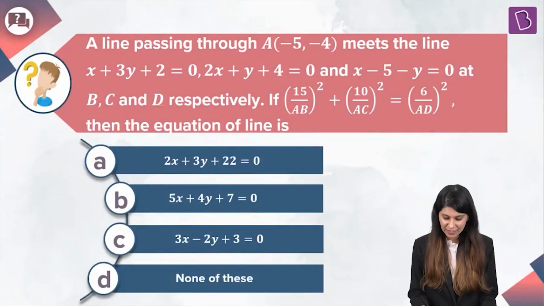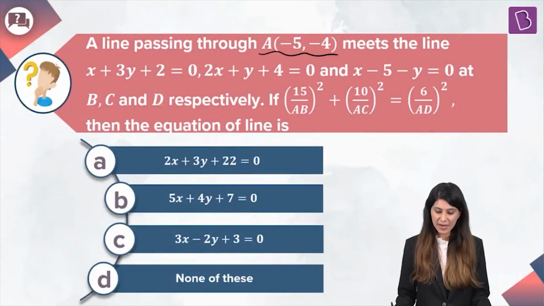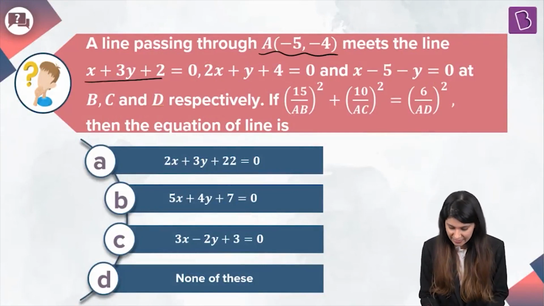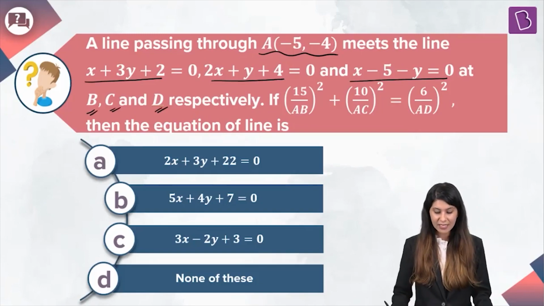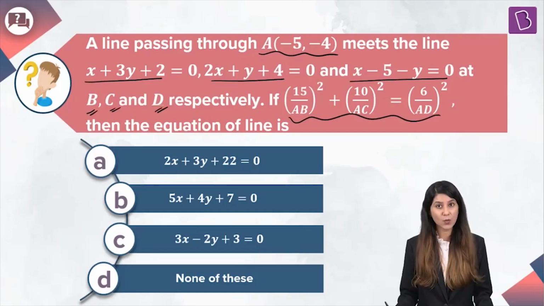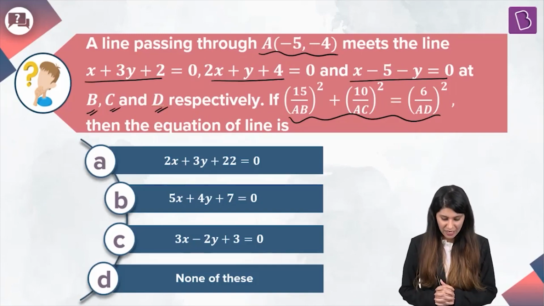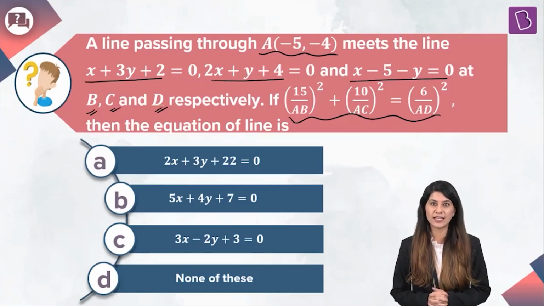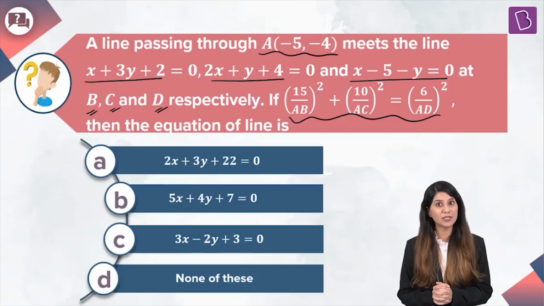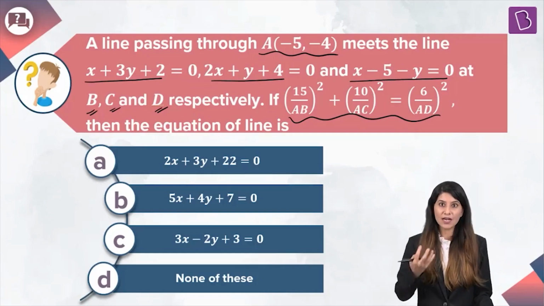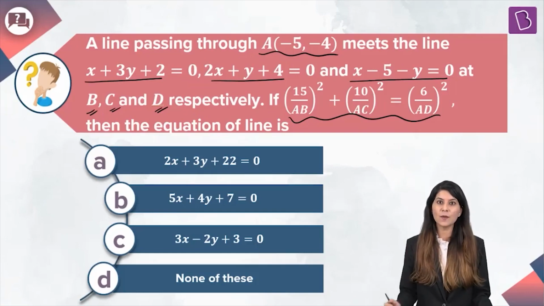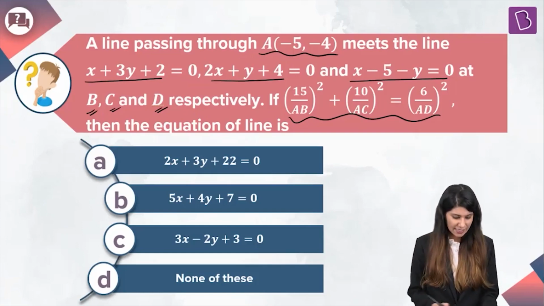In this question, it is given that a line is passing through minus 5, minus 4, meets 3 lines, let's say L1, L2 and L3 at points B, C and D respectively. If this equation involving AB, AC and AD distances is true, then we are interested in the equation of this particular line. Now this question is of parametric equation. Yes, application of parametric form of equation. Now you will ask how to understand that this question is purely based on parametric form of equation? Yes. So I have an answer.